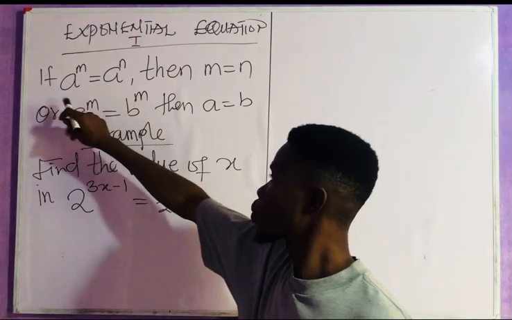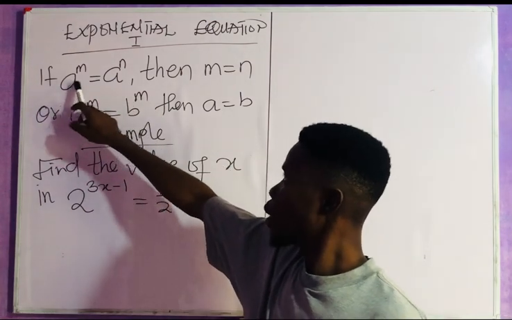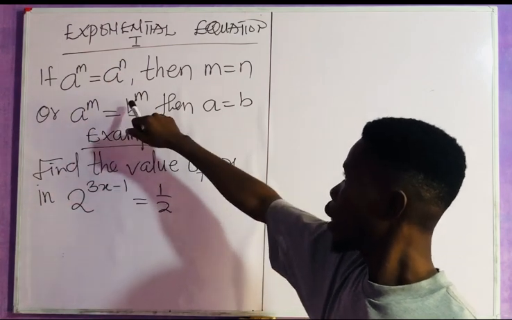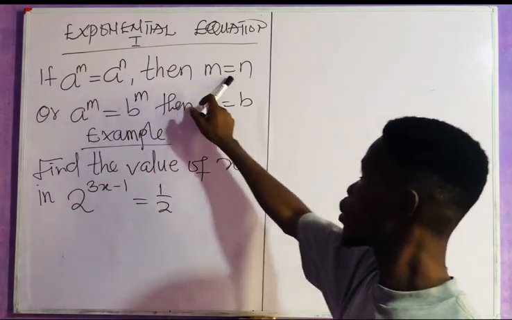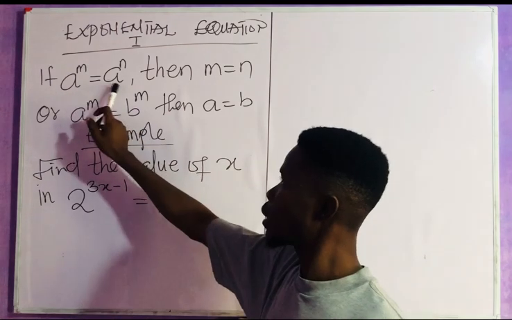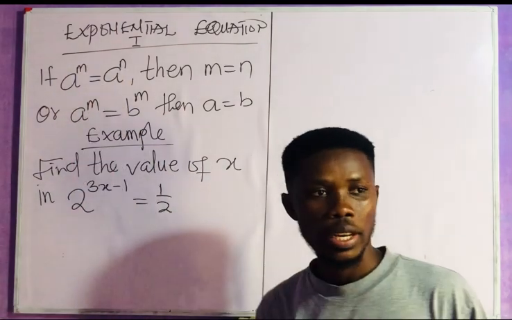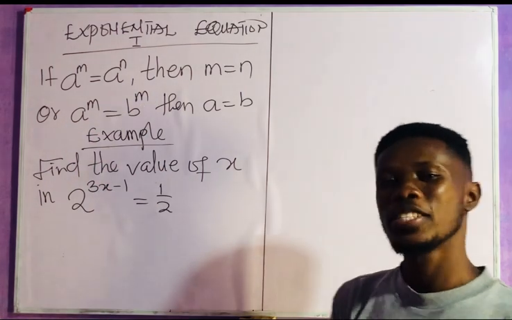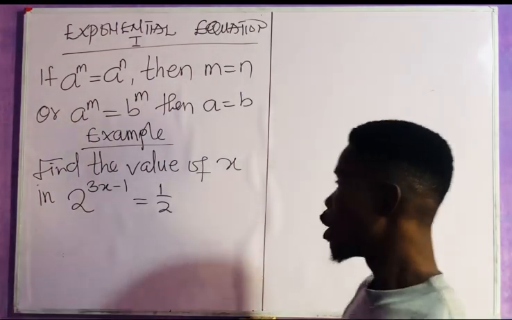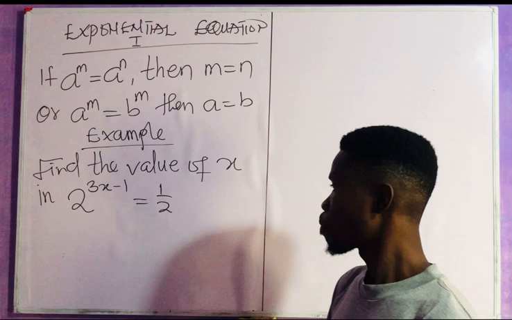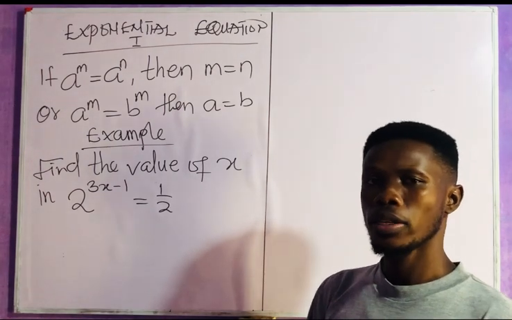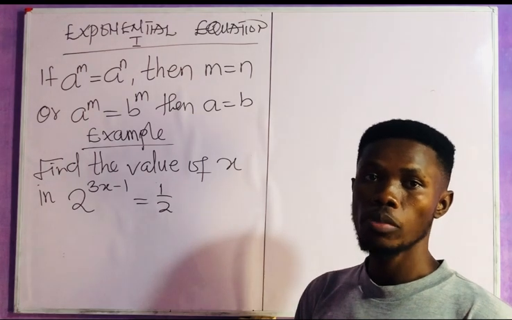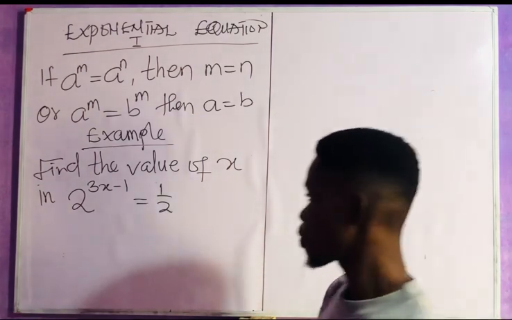Alright, so now if a to the power m equals a to the power n, then m is equal to n. We are saying that if the bases are the same, we just equate the powers. The same way, if the powers are the same, we equate the what? The bases. It's simple as that. So now let's look at an example here. Our aim is that anytime they give us a question and it is an exponential equation this way, we try to make the base look the same.